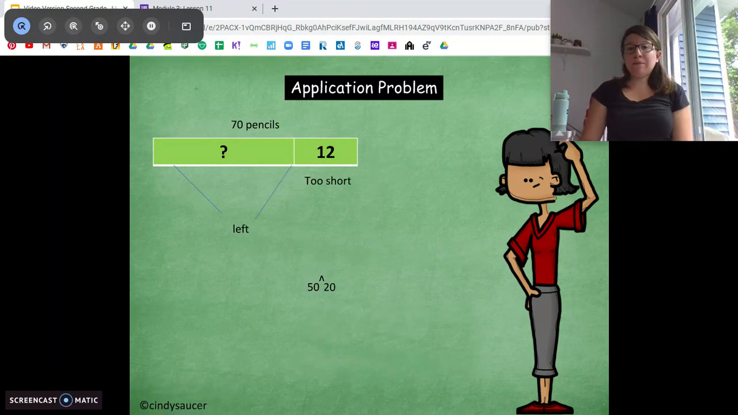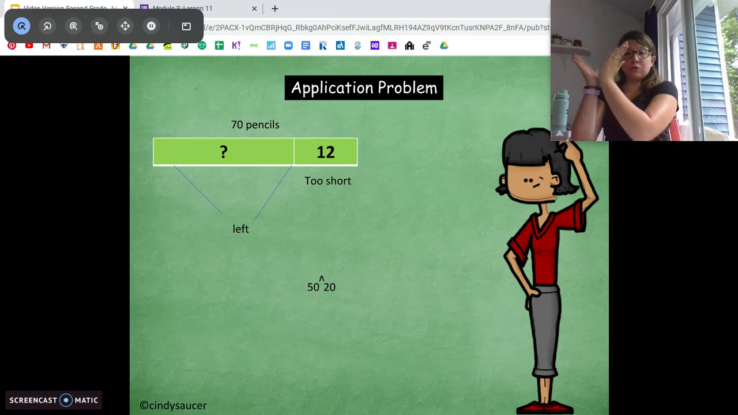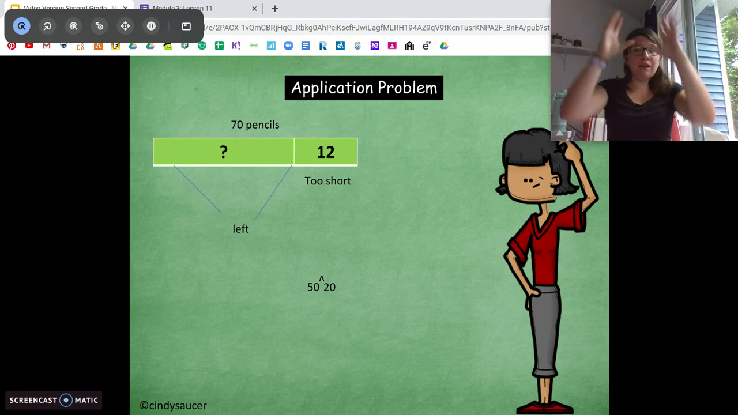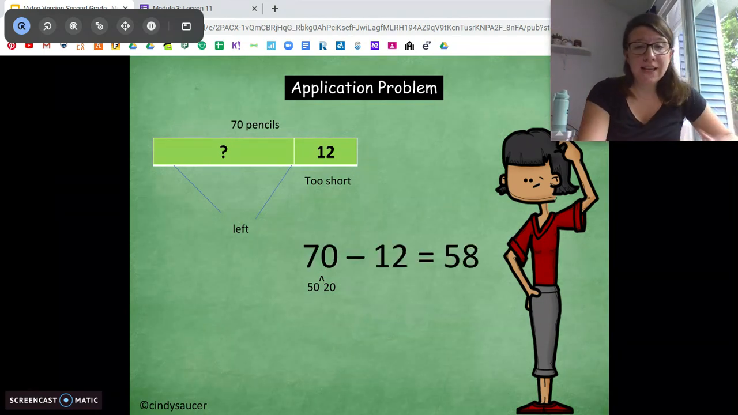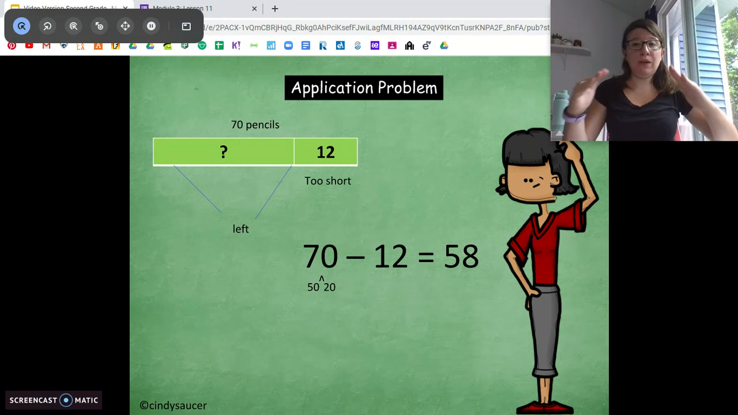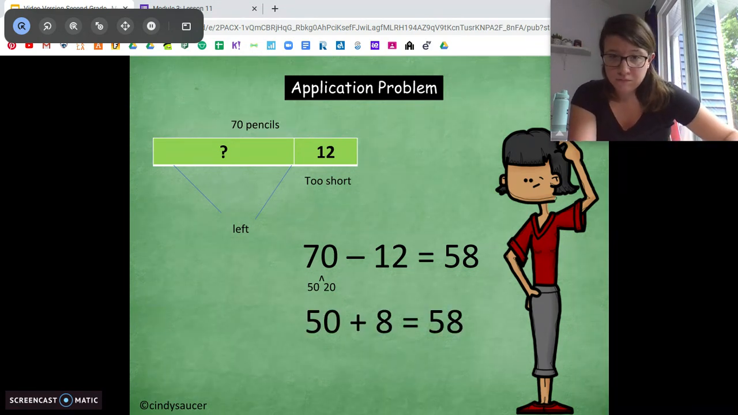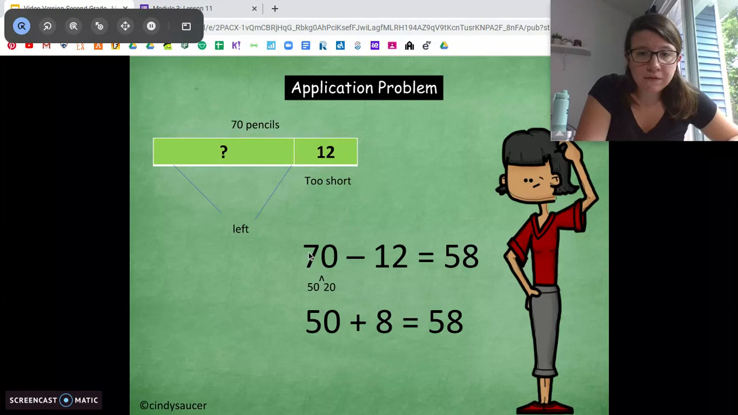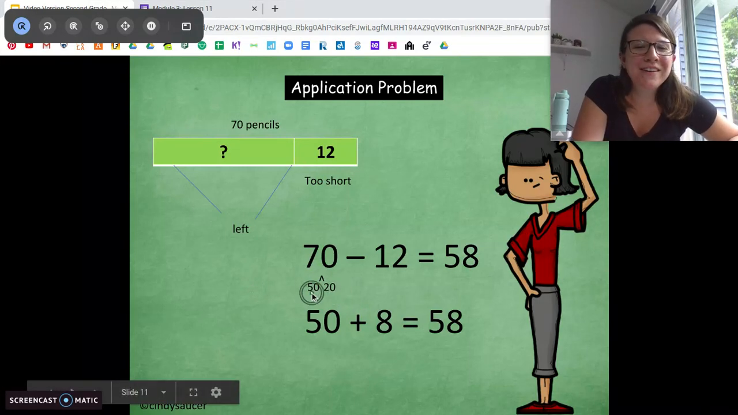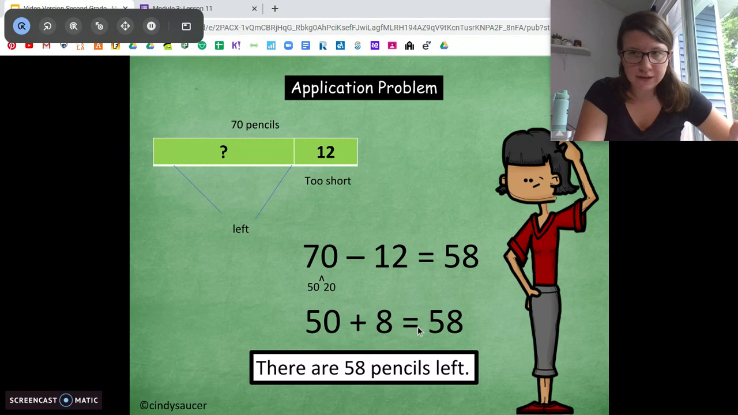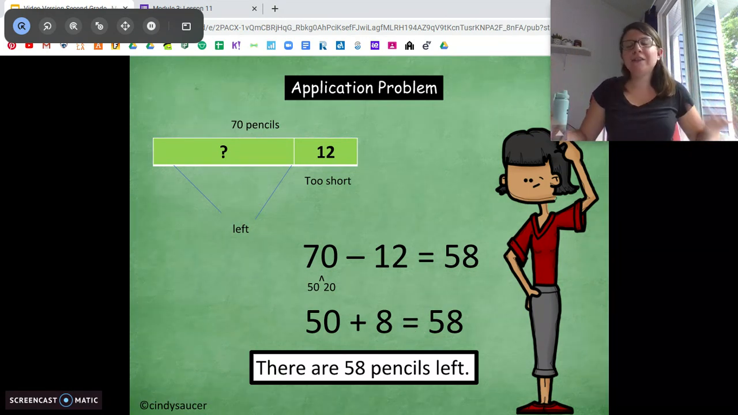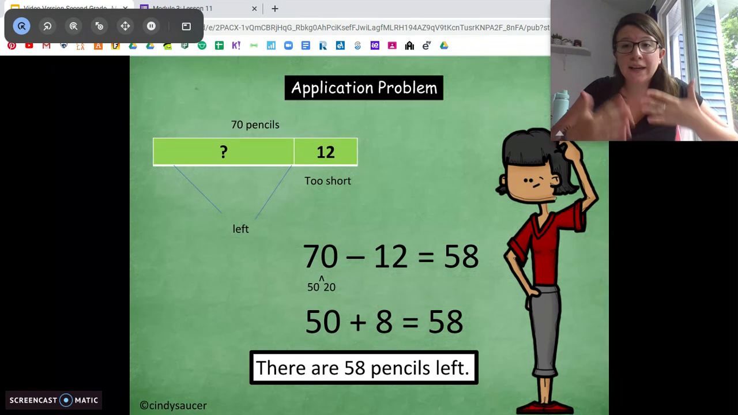Now they do another tape diagram because we don't know how many are left. We know there's 12 that are too short, but we don't know how many are left. There are 70 total, so we're going to have to take that 70 and subtract 12. Again, we can decompose. We're going to take 20 minus 12, and that's an easy fact for us to know. We know that's 8. And then we can add the 50 plus the 8 to get to 58. We still get the same answer. Ta-da! These word problems are good practice for us to keep trying and keep those decomposing skills in our brains. So keep working on it.